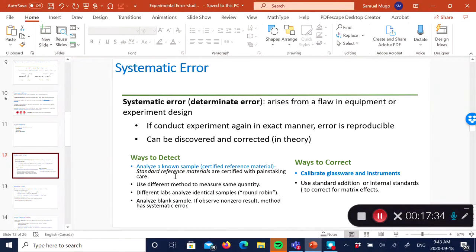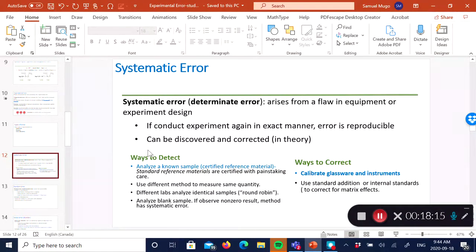Another way you can use to detect systematic errors is to actually use a different piece of equipment. And if the equipment gives you a different value from what you had previously, then you've got a problem. Another way to detect the error is to give the sample to another analytical chemist to do the analysis for you. Sometimes they call that the round robin experiment, where you take your sample and give it to a different lab somewhere else, to verify your data.